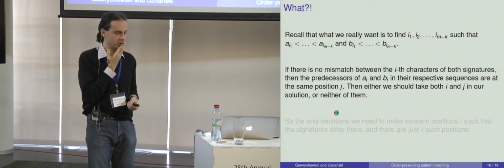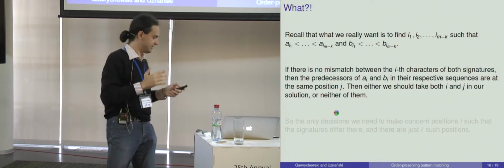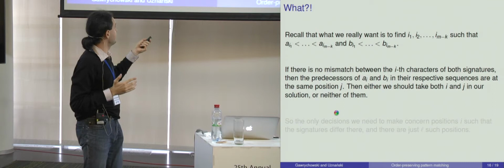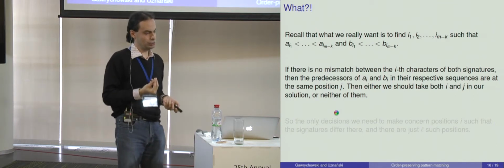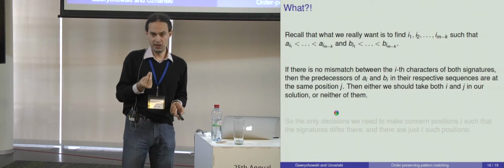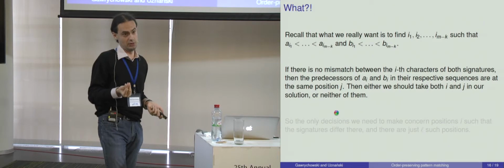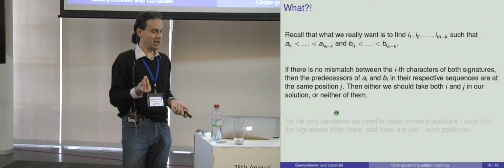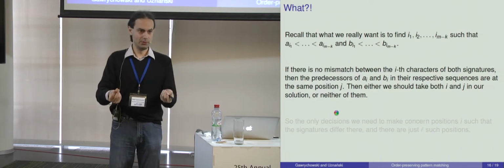So now it turns out that either you should take both positions. So let's say that you have position i, and the predecessors are at the same positions j in both sequences. Then it turns out that you should either take both i and j as your indices, or you shouldn't take any of them. So in other words, you don't have to think about those two indices separately. Either you take both of them or none of them.